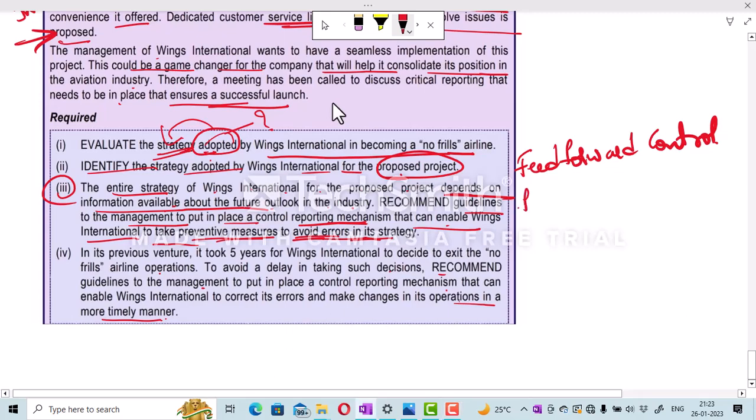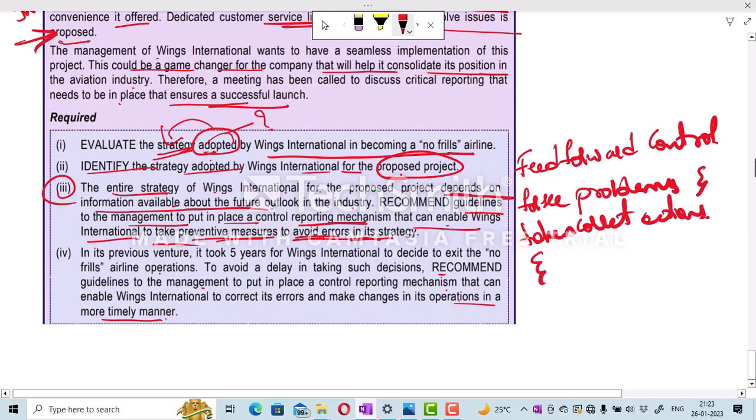Okay, we need to foresee problems and take corrective actions and ensure the result.